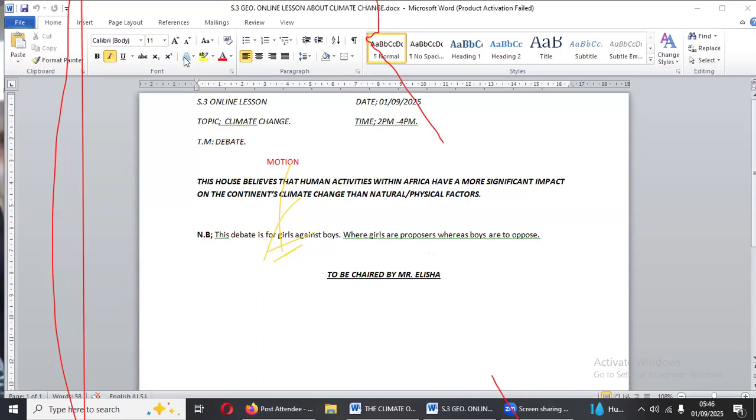For example, we see that human activities of deforestation and bush burning lead to solar radiation whereby they destroy the ozone layer and so on, whereby global warming will take place, and global warming affects climate change.